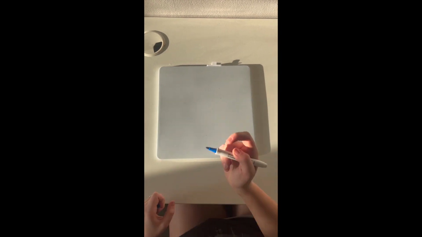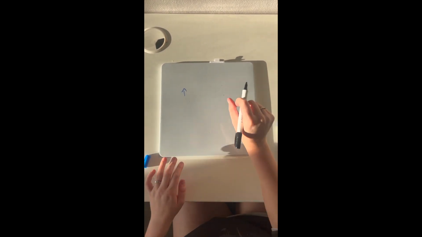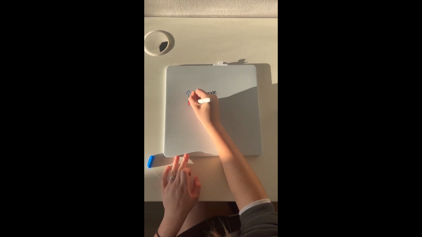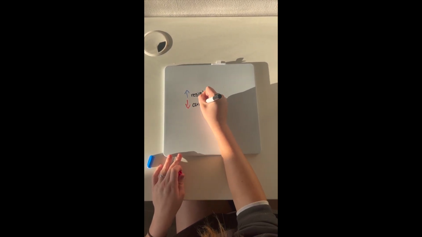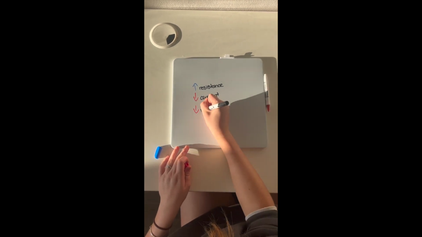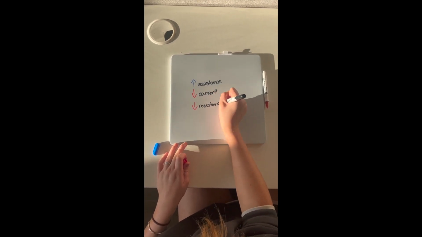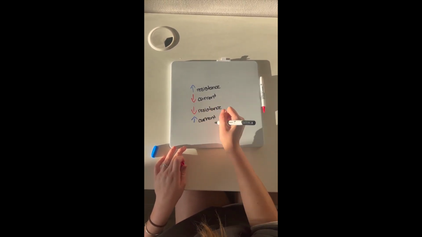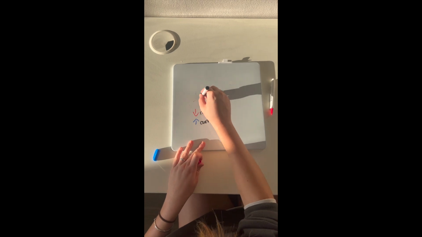Resistance in a circuit will slow down the flow of current. This means that the higher resistance we have, the lower the current value, and the lower resistance value we have, the higher the current value. This is confirmed by Ohm's law. Ohm's law states that in a circuit, the voltage is equal to the current multiplied by the total resistance.